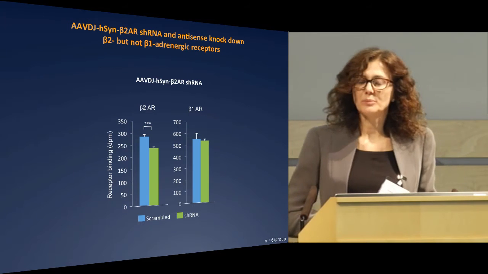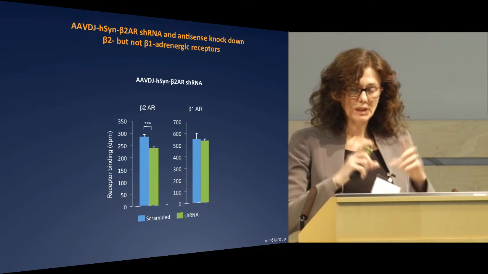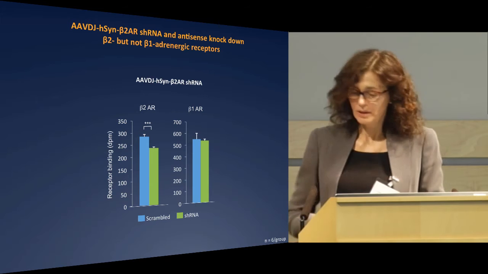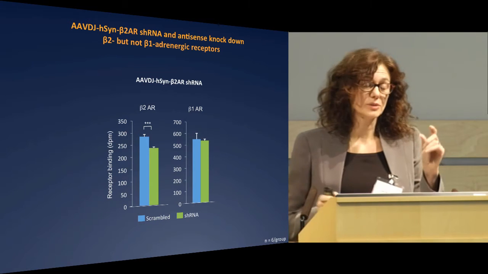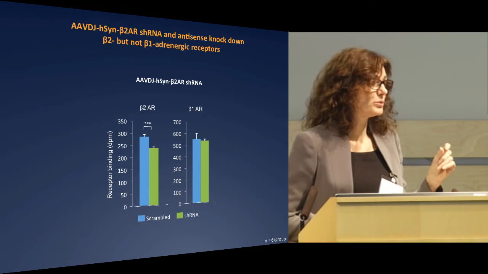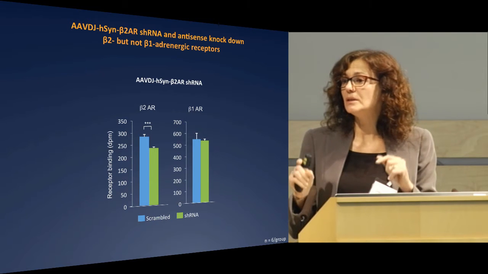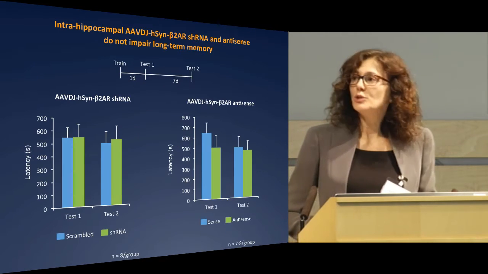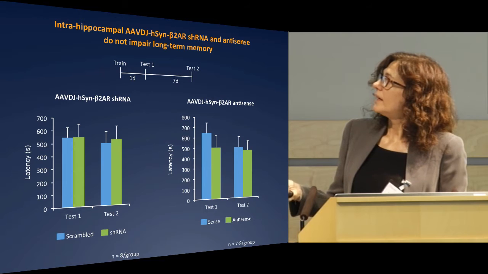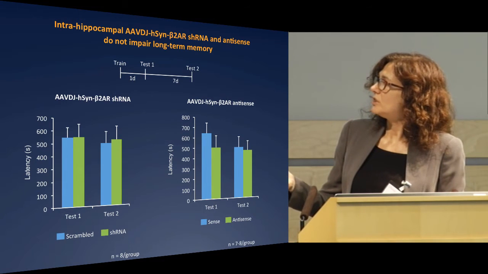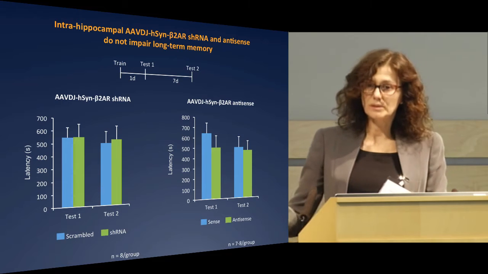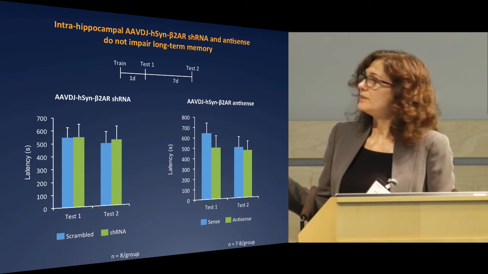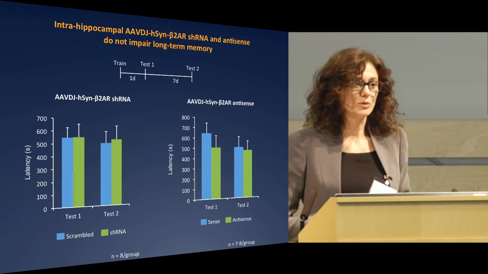Downregulation of beta-2 adrenergic receptor expression in the hippocampal extract, not of beta-1. As you can see here, the downregulation is much smaller, in agreement with the idea that the expression of beta-2 adrenergic receptors in neurons is actually less. And then she looked at the memory effect and the latency of these animals infected with this virus, where the beta-2 adrenergic receptor in neurons is knocked down. It had no effect. Memory was comparable to controls.